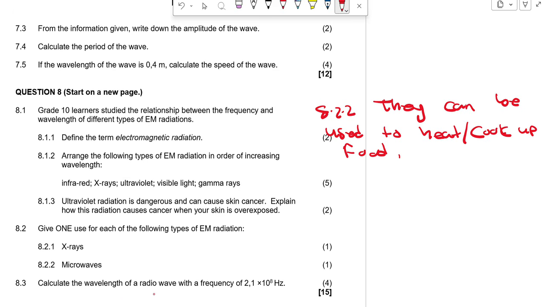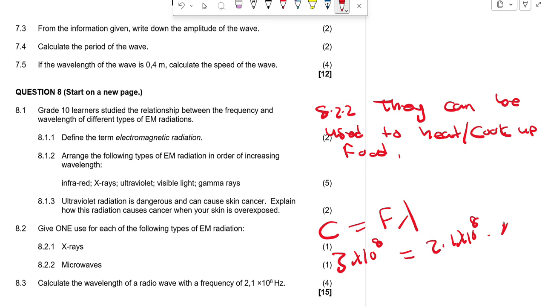Okay. Last question 8.3. Calculate the wavelength of a radio wave with a frequency of 2.1 multiplied by 10 to the power of 8 Hz. So it's simple. You say c is equal to frequency multiplied by wavelength. Use this formula. We know c is always 3 multiplied by 10 to the power of 8. We are given a frequency of 2.1 multiplied by 10 to the power of 8. We are looking for wavelength. So wavelength is going to be 1,43 meters. That's it.